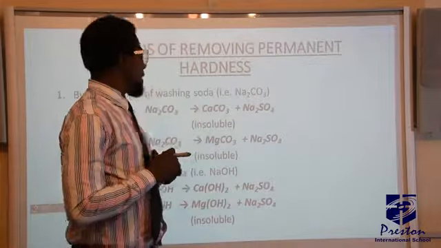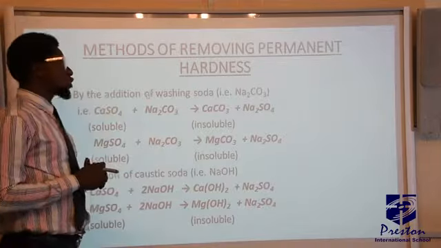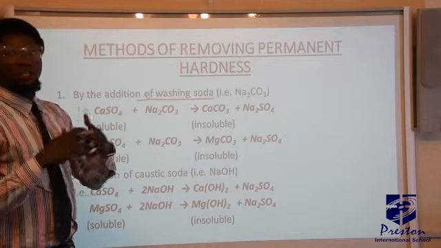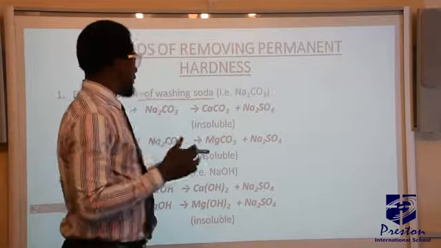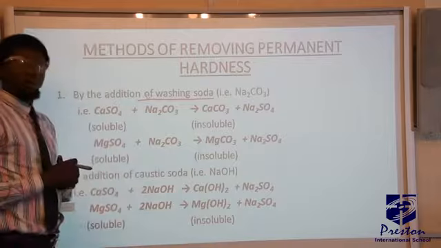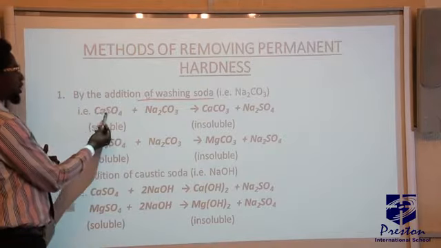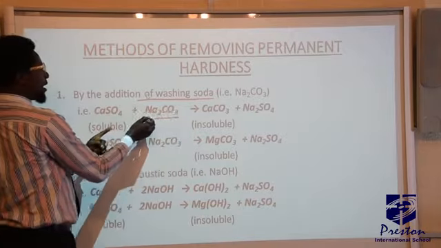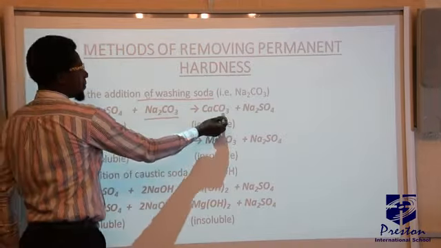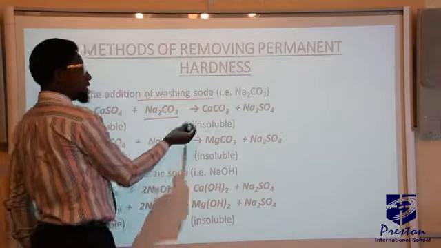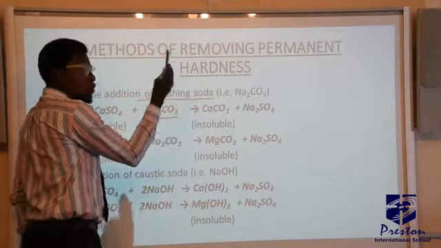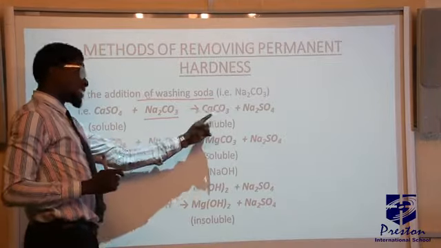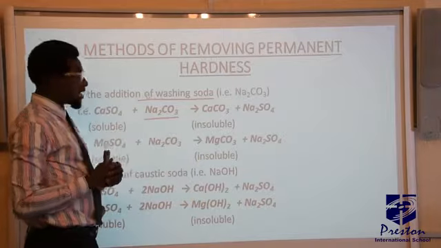The first method is by adding washing soda. The chemical formula of washing soda is sodium trioxocarbonate IV decahydrate. Now let's look at the chemical equation to represent this. This is calcium sulfate. That is your permanent hardness. Then you react it with washing soda to give us calcium carbonate plus sodium sulfate. So this calcium carbonate is said to be insoluble in water, which can easily be separated from the water. And that is exactly what is causing the hardness in water.